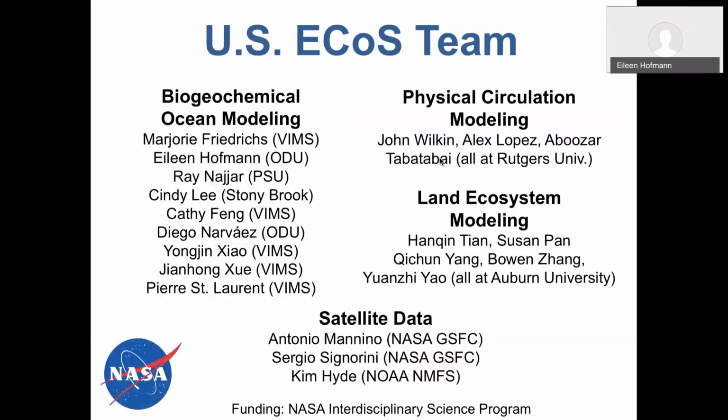The biogeochemical modeling component was led by Marjorie Friedrichs at the Virginia Institute of Marine Science. The physical circulation model was led by John Wilkins' group at Rutgers University, and the land ecosystem modeling is from Han-Chin Tian's group at Auburn University. The significant satellite data analysis component was done by Antonio Menino and Sergio Signorini at NASA Goddard Space Flight Center and Kim Hyde from NOAA. Funding for this project was provided by the NASA Interdisciplinary Science Program.